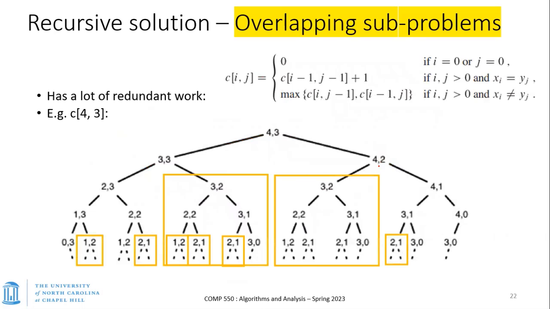To solve for 4, 3, you need to look at 3, 3 and 4, 2, reducing x by 1. And to solve for 3, 3, one of the solutions is by reducing y by 1. Both of them happen to become the same problem, C of 3, 2 and C of 3, 2. Similarly, even for a small case like this, you can see there's a whole bunch of overlapping subproblems.